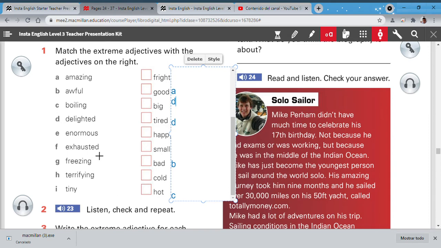Yeah, it's similar to Spanish. It's very, very, very tired. No? What happened here? Letter F, here is letter D. I'm sorry. Okay? Freezing is like very cold. Letter G. Terrifying is like frightening. Okay? Letter H. And tiny is like small. Okay? It's like small. Letter I.